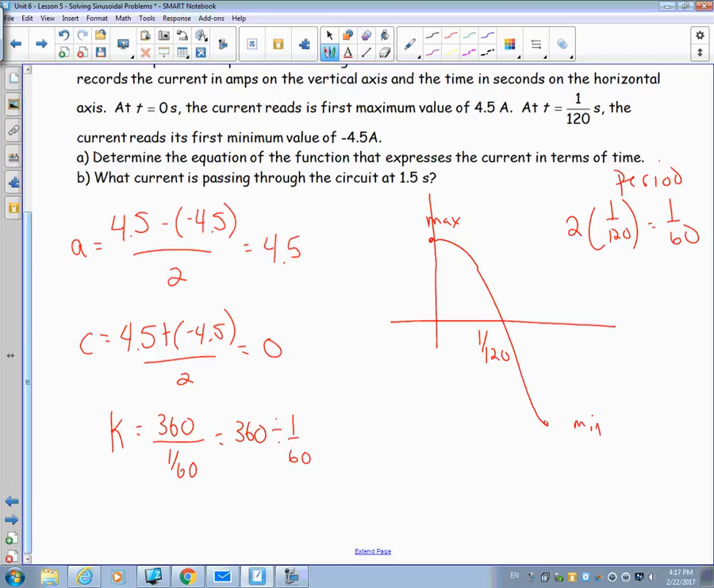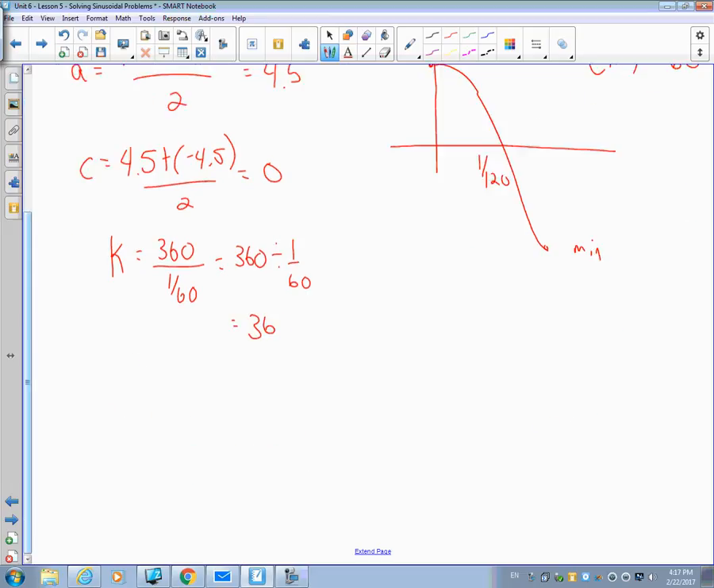How do we divide fractions? We flip and multiply, right? So think of it as that. And you calculate for that one, 21,600. Hey, we're making an equation.